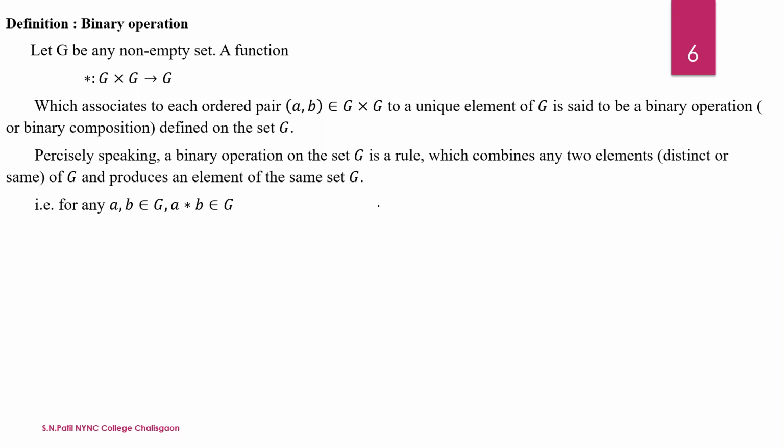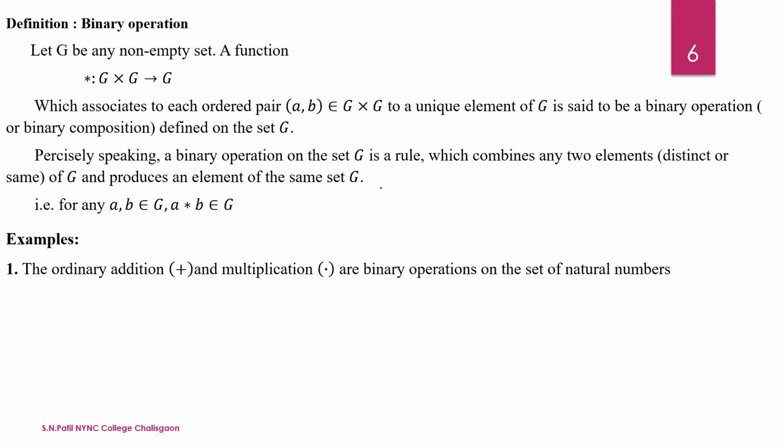Now let us take an example. The first example is ordinary addition. So first we discuss addition, that is, star is the addition operation, the plus operation, on the set of natural numbers. Let us see whether it is a binary operation or not. Now what is the set of natural numbers? The set of natural numbers is 1, 2, 3, up to infinity. The star operation is N cross N to N.